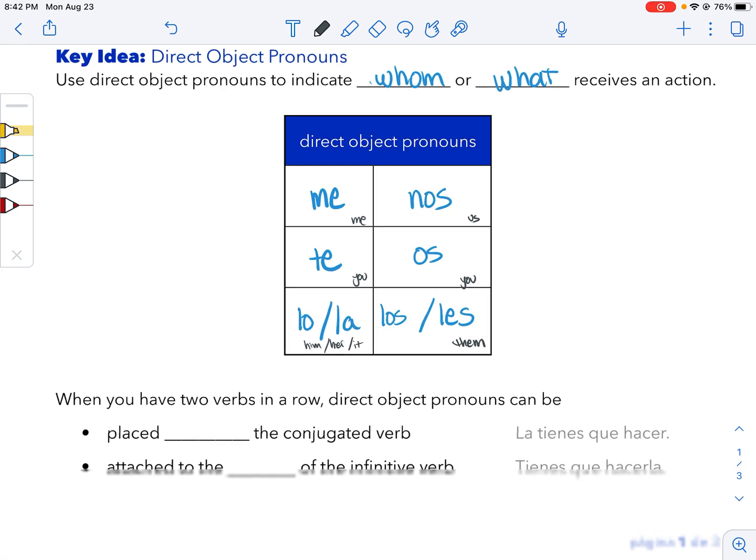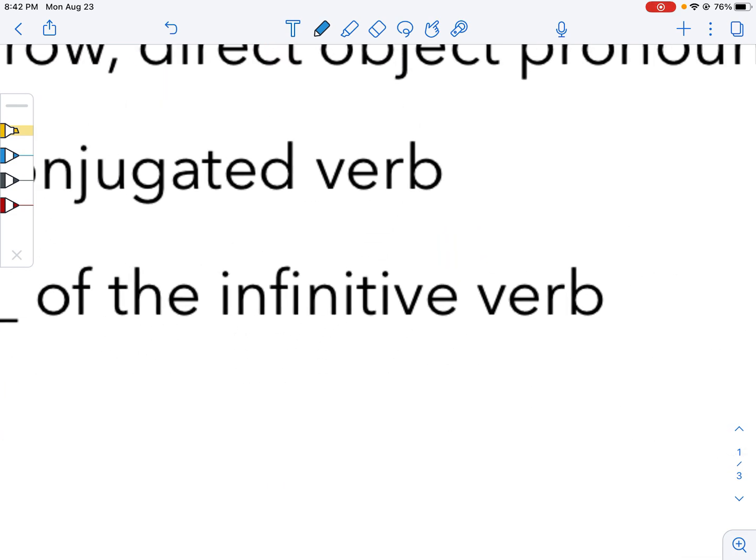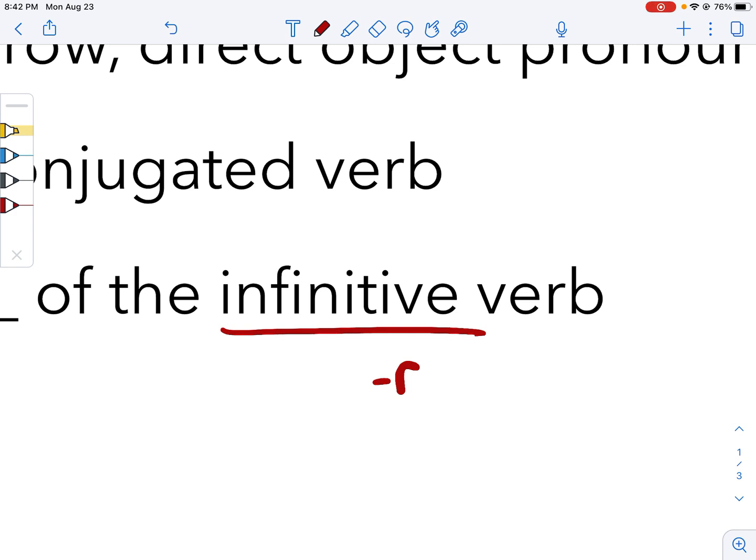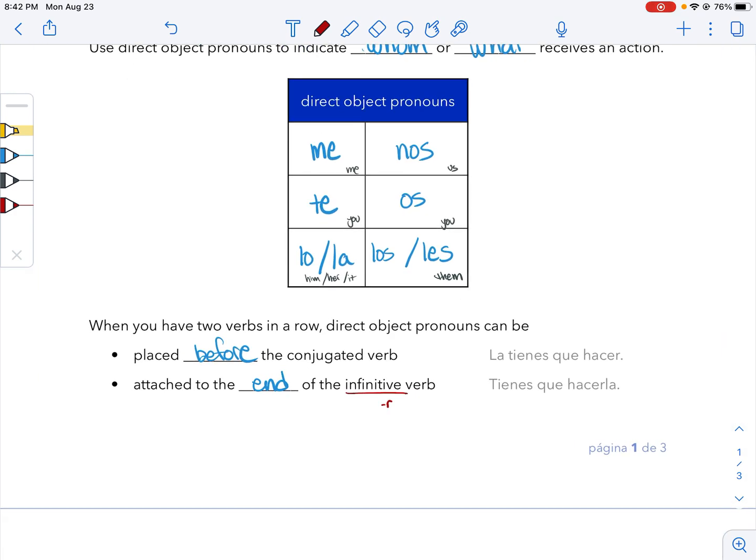Just a heads up, if you have two verbs in a row, direct object pronouns can go one of two places. They can either go before the verb that is conjugated, or you can attach them to the end of the infinitive verb. Remember that an infinitive verb is a verb that ends in R, so it's like AR, ER, IR verb. We have two examples here.